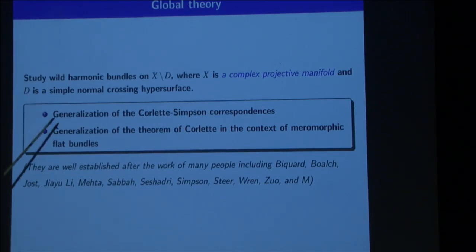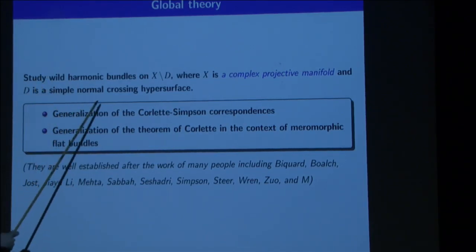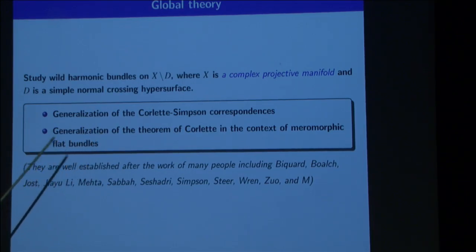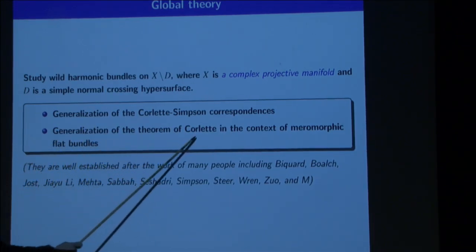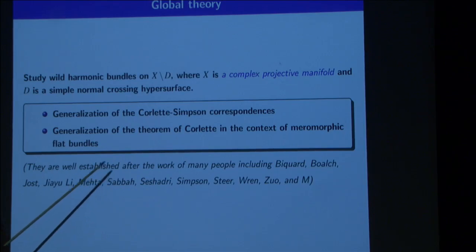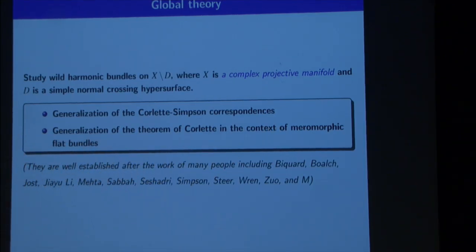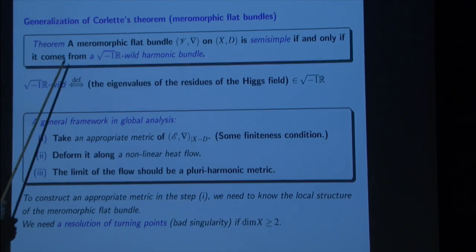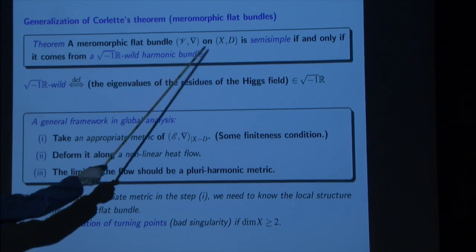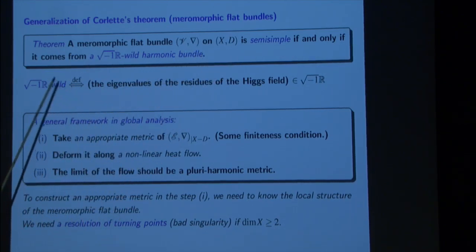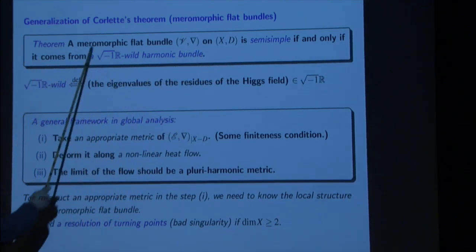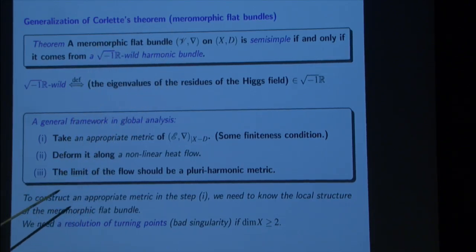And in the global theory, the global theory is a generalization of the theorem, I mean, the characterization of semisimplicity of meromorphic flat bundles in terms of wild harmonic bundles. The theorem is: a meromorphic flat bundle on X is semisimple if and only if it is obtained as the prolongation of root minus 1 wild harmonic bundles.